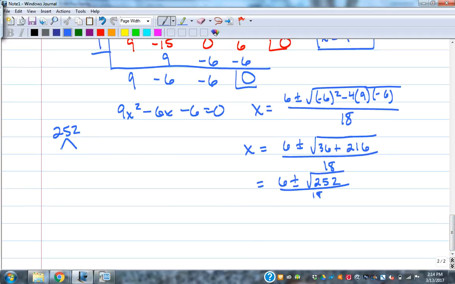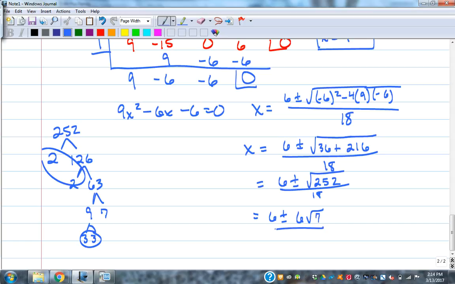All right, so that'd be 2, 2, and 63, 9, 7, 3 and 3. So a pair of 3s, a pair of 2s. So that's going to end up being 6 plus or minus 6 radical 7 over 18.